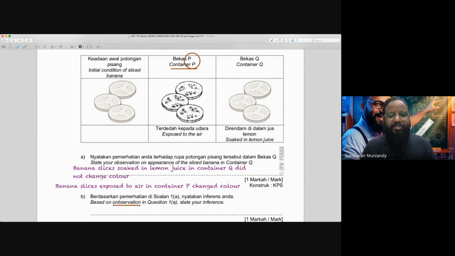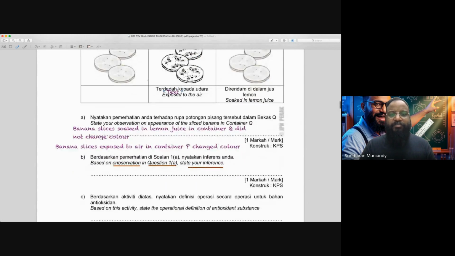Okay. Now, based on your observation in question 1A, state your inference. Okay, state your inference. So my inference is based on my observation. So observation, they want container Q. So inference is where you will give reason. Okay, they will ask you reason.